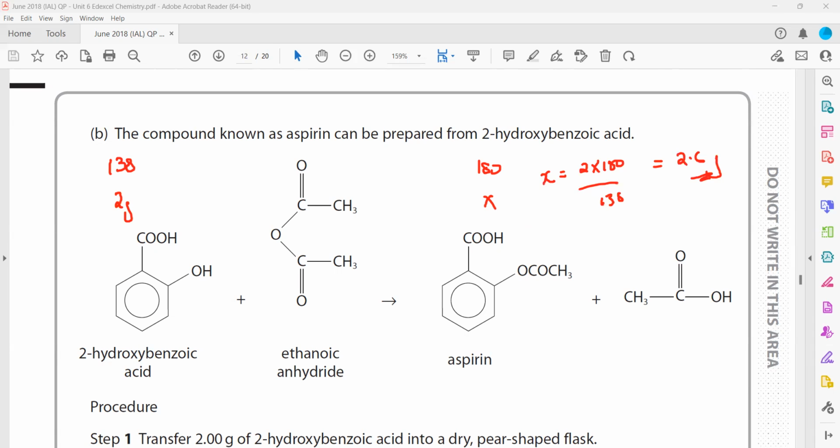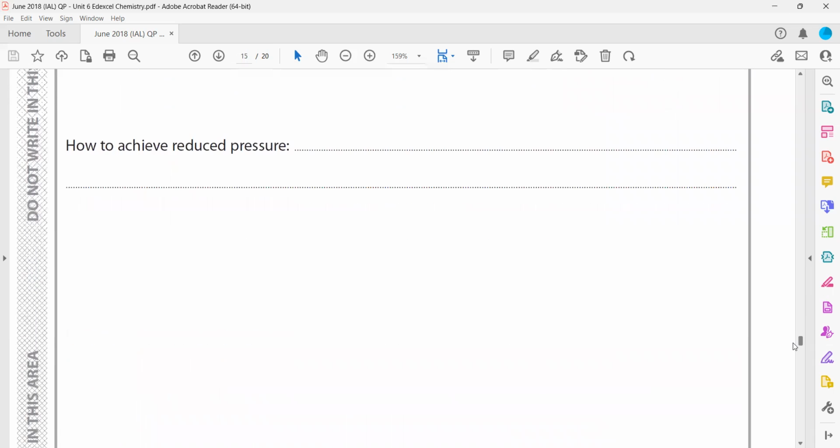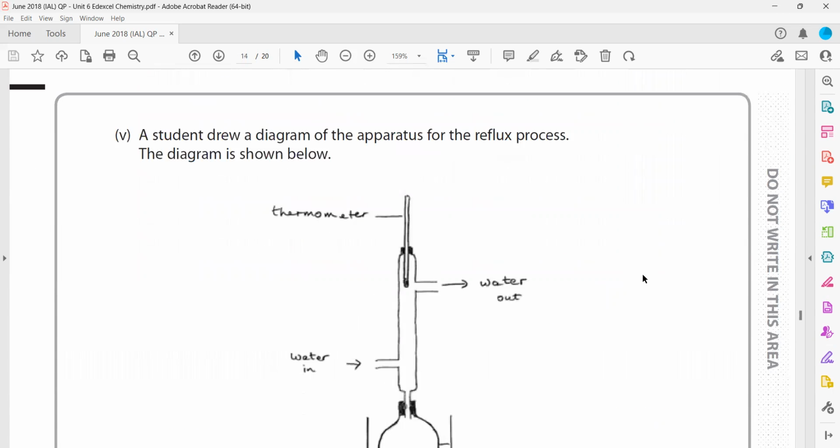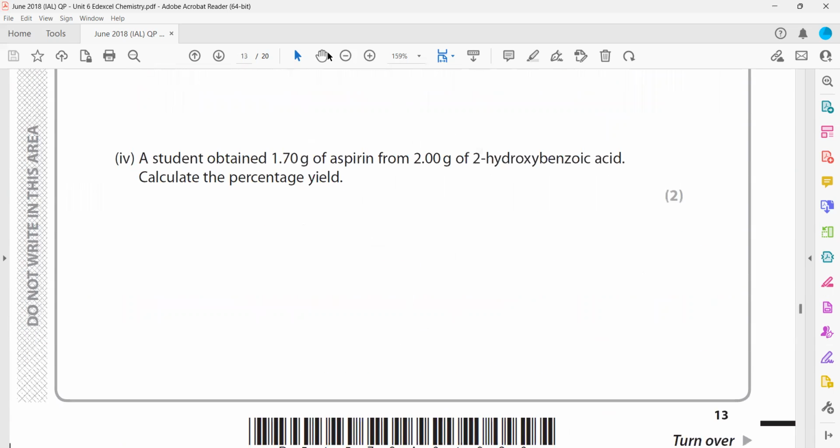So to get the percentage yield, the percentage yield is the practical value divided by theoretical, times 100. The practical value is 1.70. Theory suggests we should get 2.60, times 100. This will give us the percentage yield of this reaction, which is about 65%. So this is only giving us 65% of what we expect.